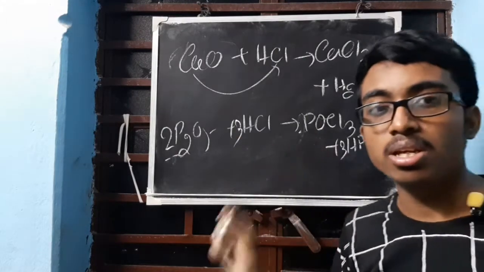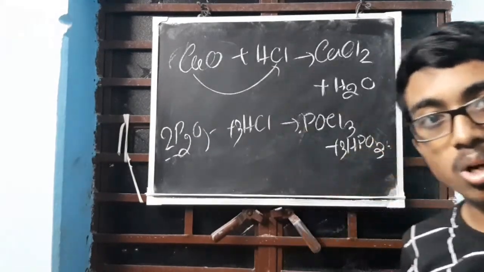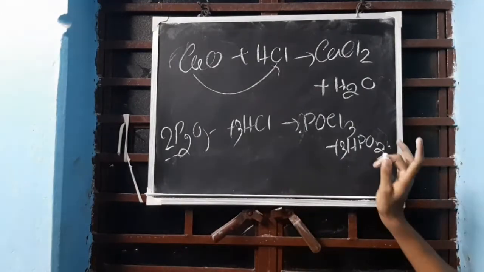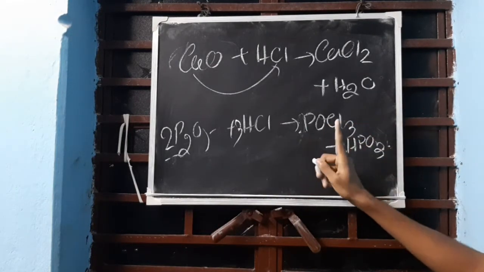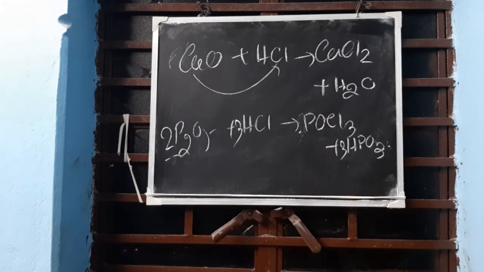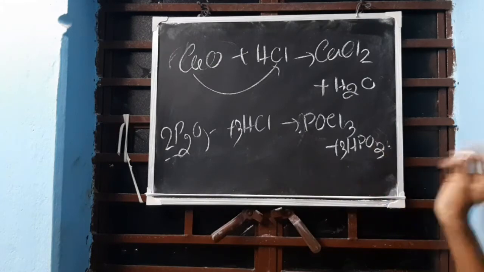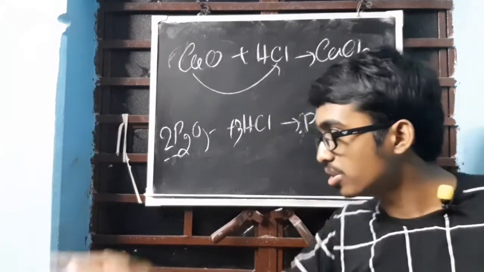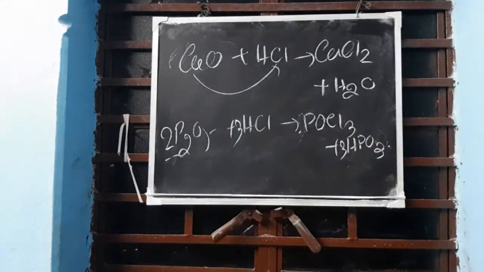What is POCl3? POCl3 is phosphorus oxychloride. Clear? Phosphorus oxychloride. This is metaphosphoric acid, not required. Just know the formula. Okay, this is phosphoric acid. Phosphorus oxychloride, and this is metaphosphoric acid. Clear? So when this reacts with this, this forms that. So we do not want this. We want the HCl to be dry. It's not the purpose of a reaction. So this cannot be used. Reactions need to be memorized.